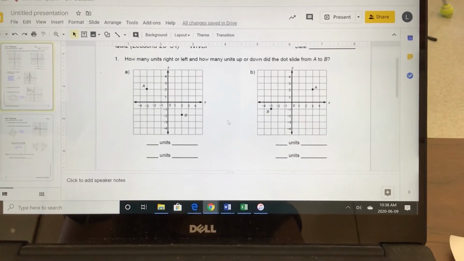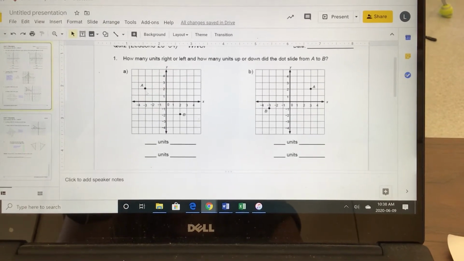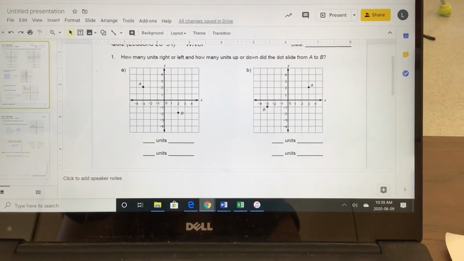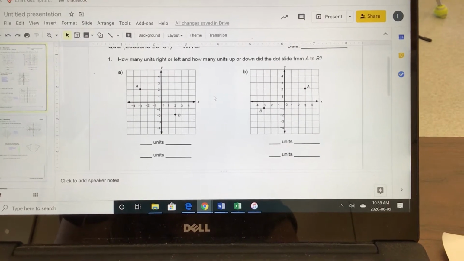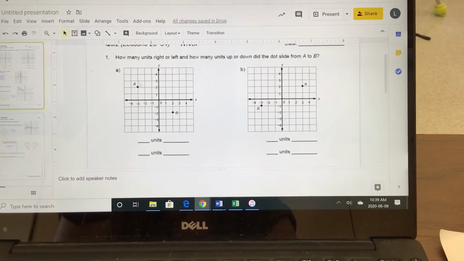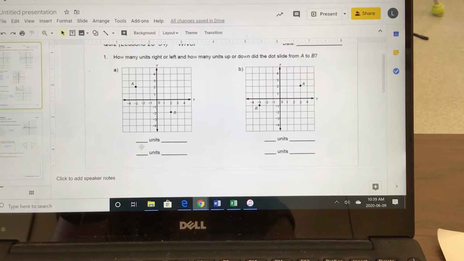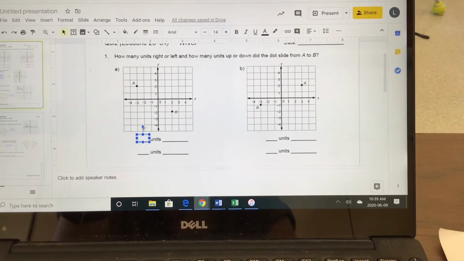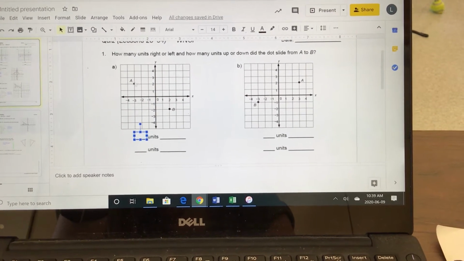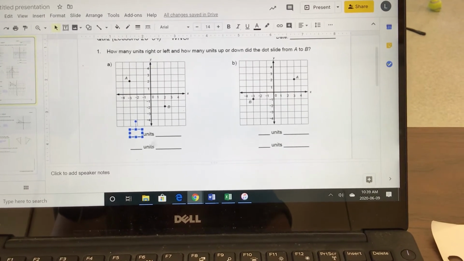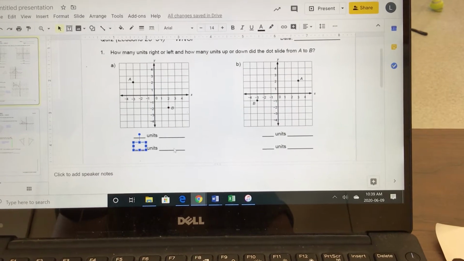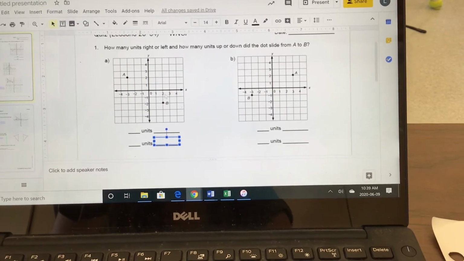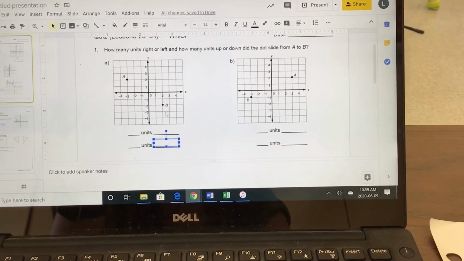So your first question, you'll have 2 points, A and B, and you have to say how many units right or left and how many units up or down the dot slides to get from A to B. So you're always starting at A, and then you'll fill in here how many units, so whether it's 1, 2, 3, 4, 5, 6, 7, to the, and you can choose whether it's right or left, and then how many units, and then put in up or down, because it has to go 2 different directions.